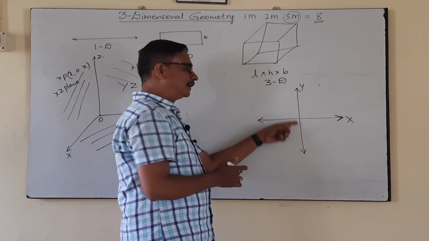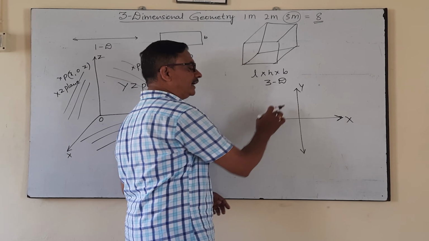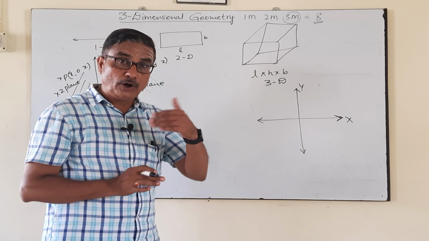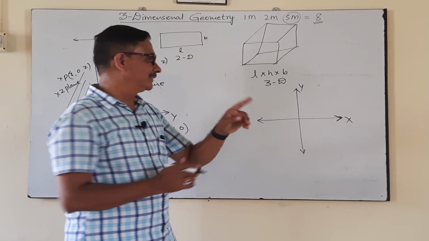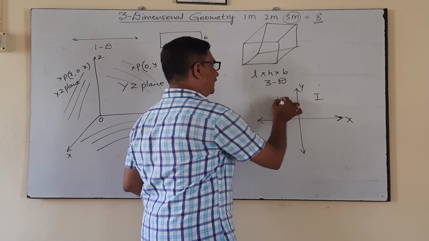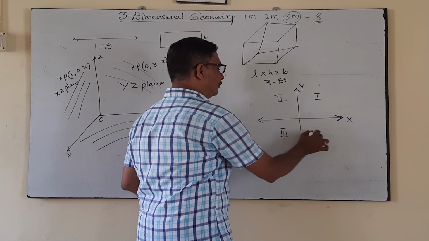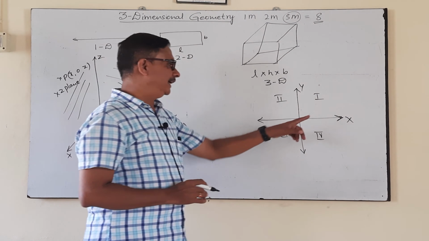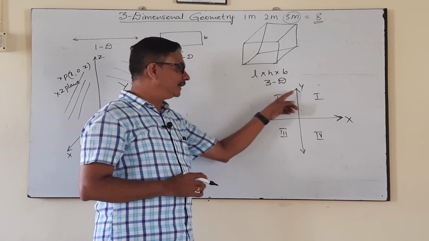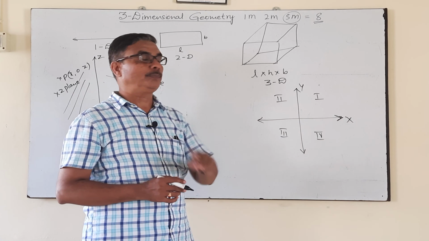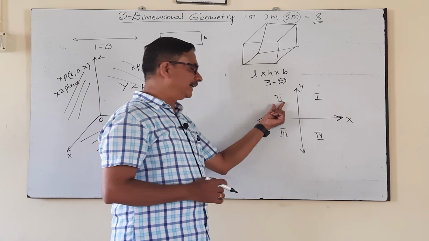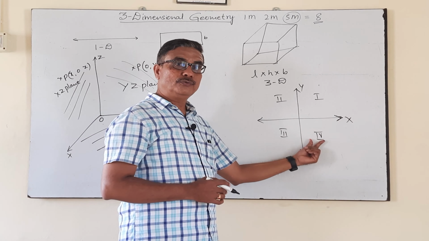Now, in two-dimensional geometry, the x-axis and y-axis are perpendicular to each other. These two axes are divided into how many parts? 4 parts. The x-axis and y-axis divide the plane into first quadrant, second quadrant, third quadrant, fourth quadrant.